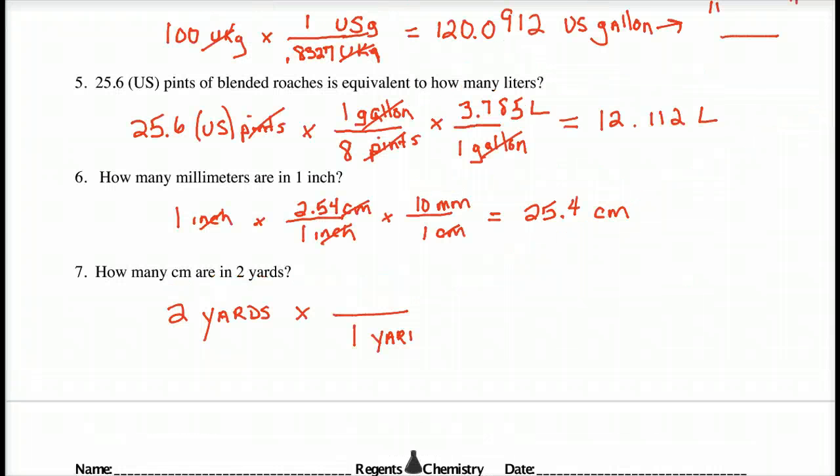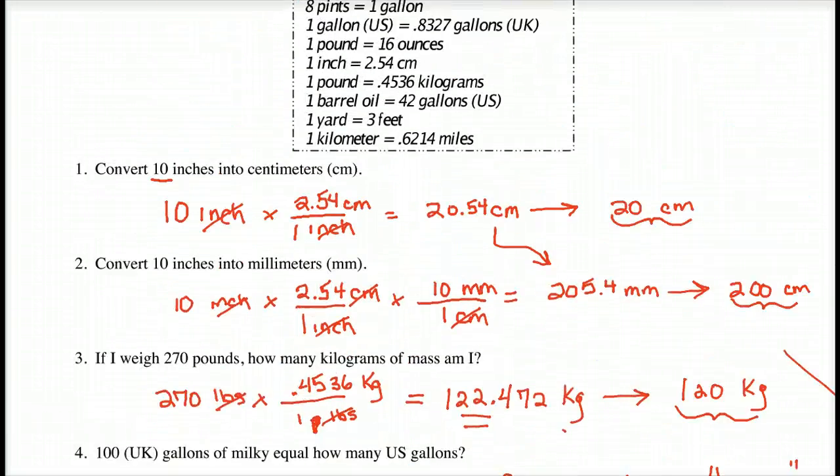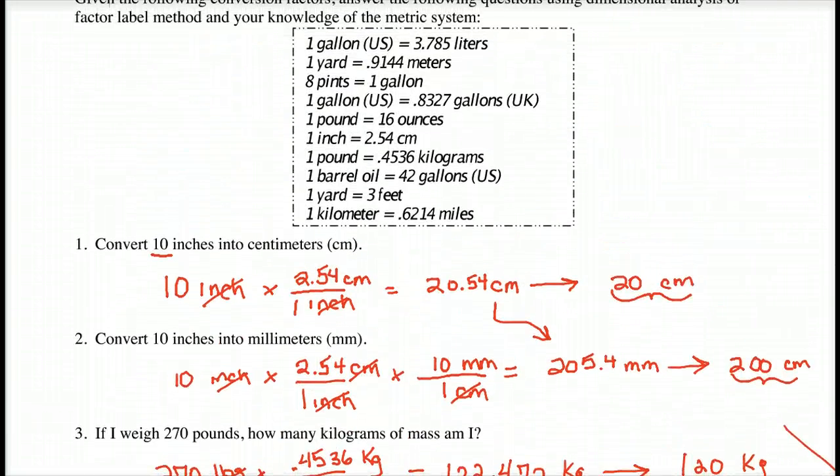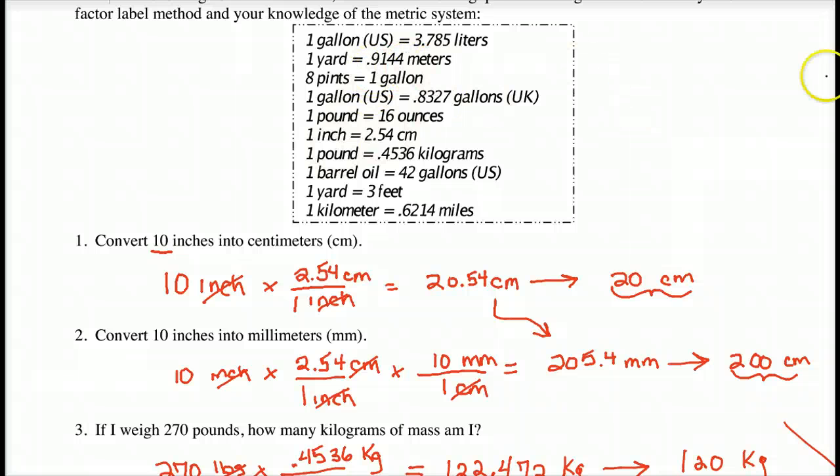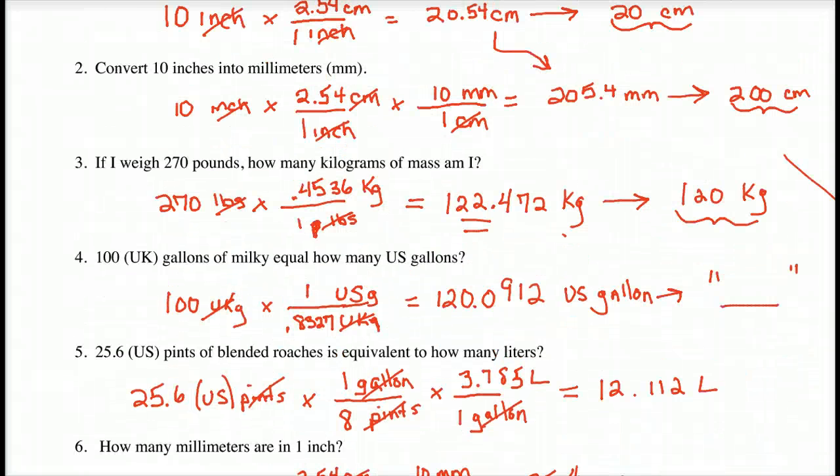Hello? Okay, so I'm back. Little technical difficulty. So 1 yard is equal to some number of meters. I have to check that number again. It is 0.9144.